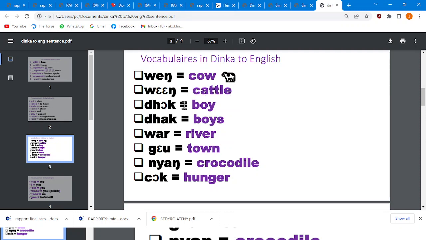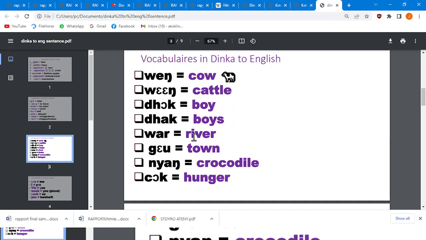Dog means boy in Dinka. Duck means boys. Dog is singular, boy. Duck is plural, boys.